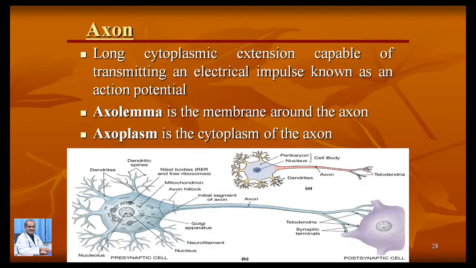The axon, as usual, is a long cytoplasmic extension capable of transmitting an electric impulse, known as the action potential. So this is the axon. Here you can see the axon, the pink colored one, and the axolemma is the membrane around the axon. Surrounding this axon, the axolemma is there. Axoplasm is the cytoplasm of the axon. So in between, the cytoplasm is there, and that's known as the axoplasm.